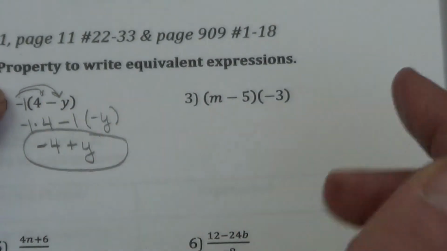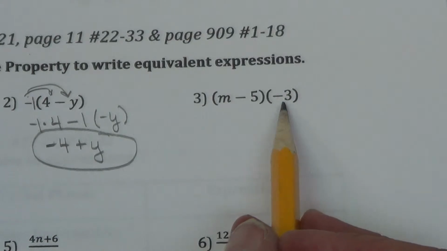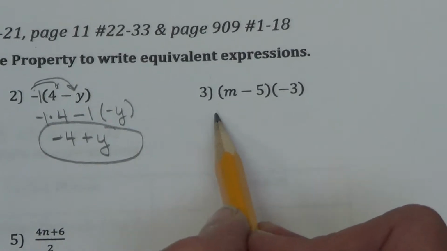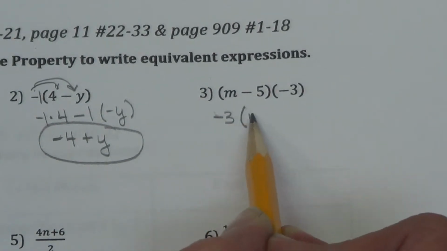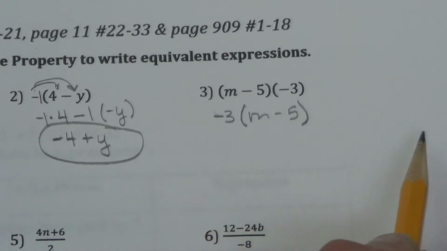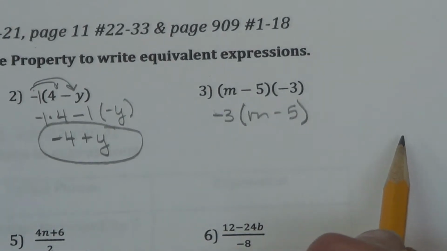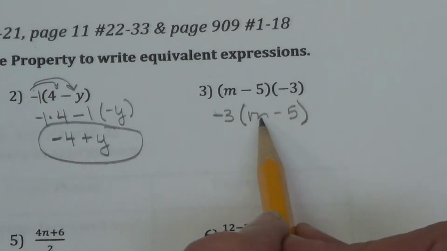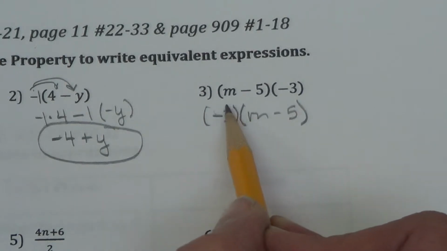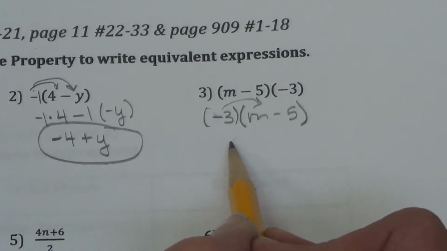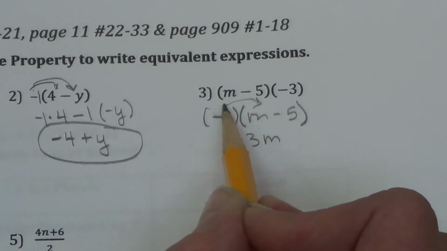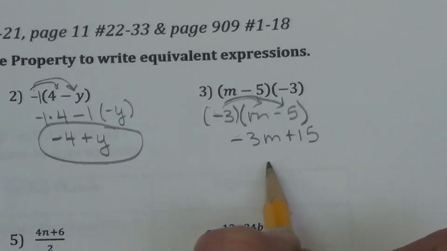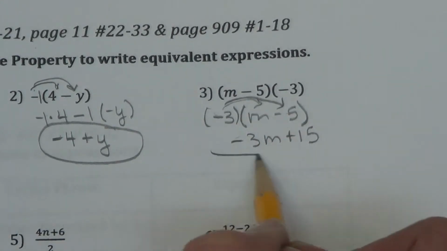On this one, the only thing that bothers most students is having the number that you're distributing behind it. If that bothers you, just write it to the front, -3 times m minus 5. Using the commutative property, you can change the order of your items here. So you can keep the parentheses around it if you want. -3 times m is -3m. -3 times -5 is positive 15. Remember, they're both negatives, then it's a positive.